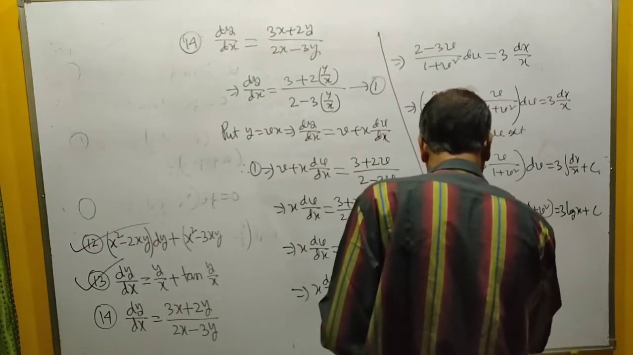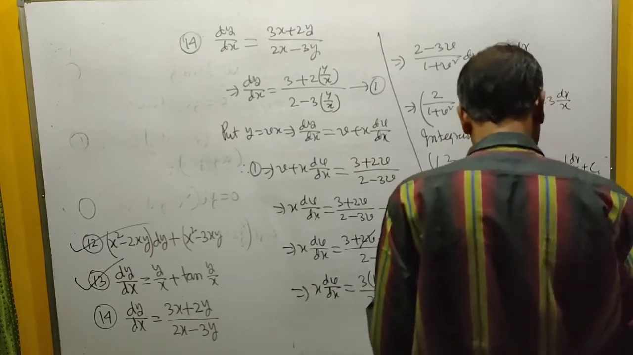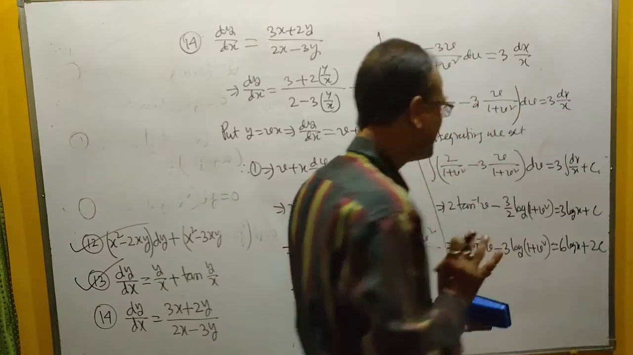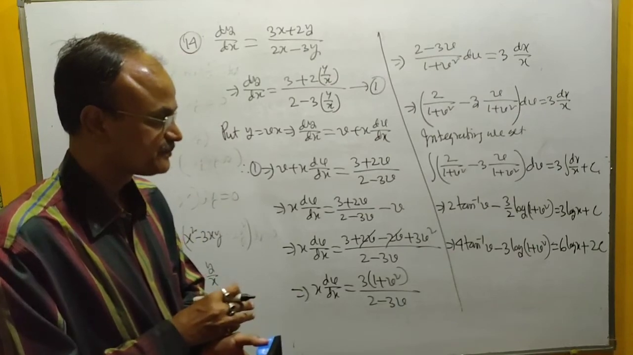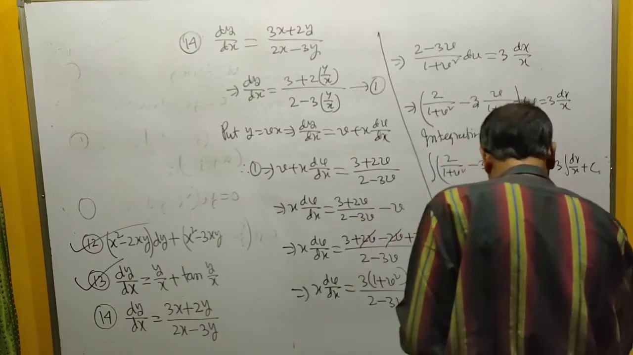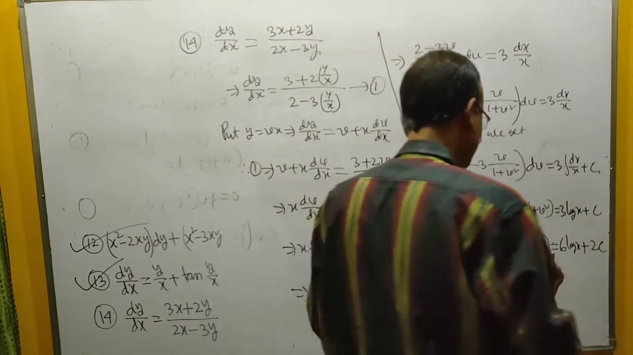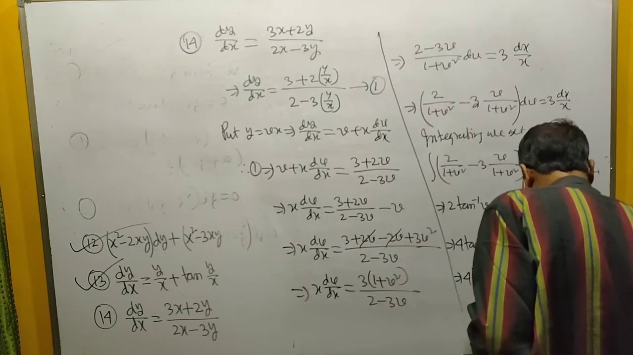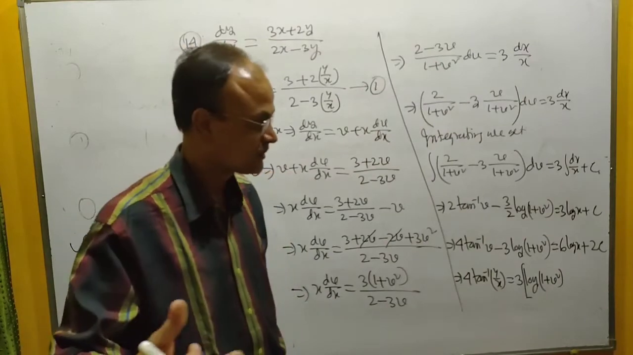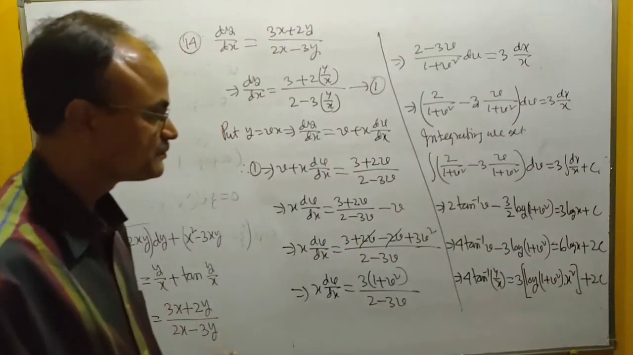Or you may write 4 tan inverse v minus 3 times log of 1 plus v square equals 6 times log x plus twice c. Or 4 tan inverse v, where v is y by x, equals 3 times log of 1 plus v square plus 2 times log x, which means log of x square, plus twice c.